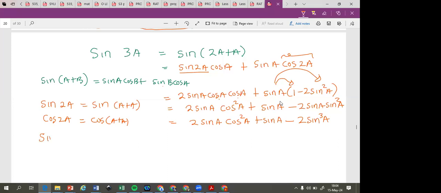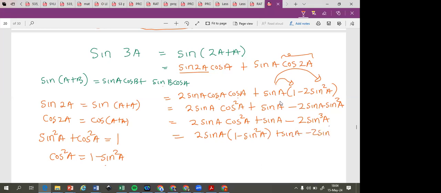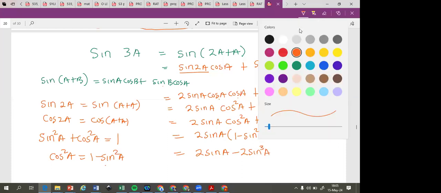Now you come back again to the identity: sine squared A plus cos squared A is equal to 1. What is related to cos squared A? I make it the subject. It's the same as 1 minus sine squared A. So I'll come back and say this is 2 sine of A, where there is cos squared A we put 1 minus sine squared A, plus sine of A minus 2 sine cubed A. So you open brackets now. So you have 2 sine A minus 2 sine cubed A. Do not forget that the sine outside, the whole of this one, will affect this.